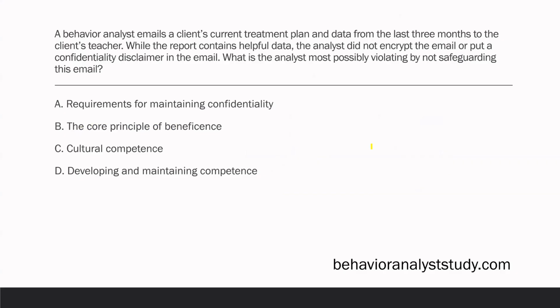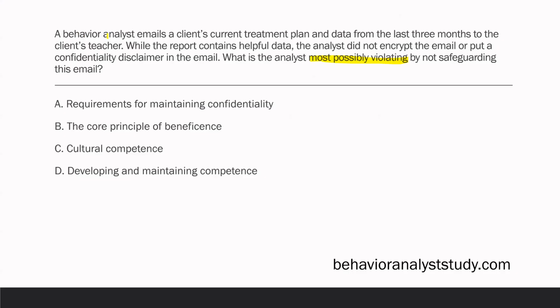A behavior analyst emails a client's current treatment plan and data from the last 3 months to the client's teacher. While the report contains helpful data, the analyst did not encrypt the email or put a confidentiality disclaimer in the email. What is the analyst most possibly violating by not safeguarding this email? So again, the question wants to know, what did they most possibly violate? So we're not saying they definitely did, but what is the violation they most likely committed? Let's put it that way, right?